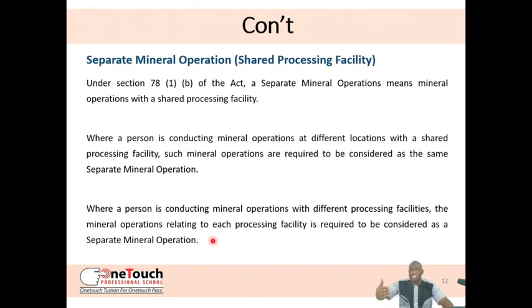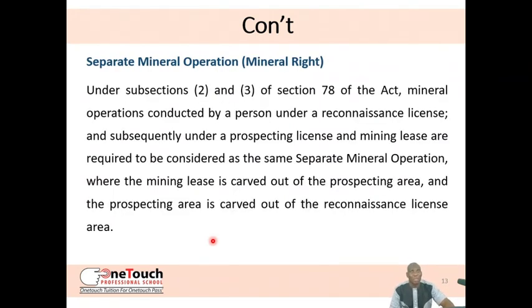Arm's length. When you're using these terminologies, then you're getting the marks. Okay. So under subsection 2 and 3 of section 70 of the Act, mineral operations conducted by a person under a reconnaissance license and subsequently under a processing license, this is what we discussed, and the mining license are required to be considered as the same separate mineral operation, where the mining lease is carved out of the processing area, and the processing area is also carved out of what? The reconnaissance license. So once they are all carved from one another, please, it's the same separate mineral operation.